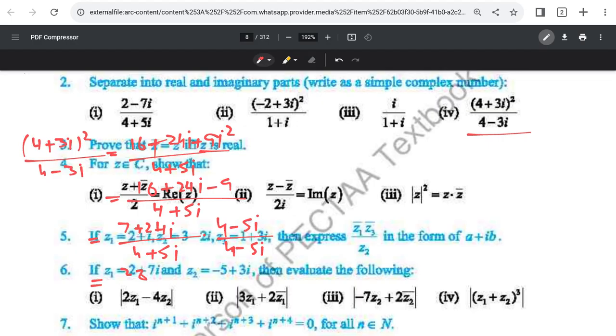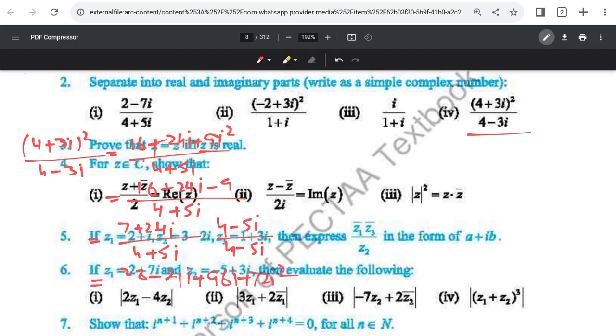So 7 times 4 is 28, and minus 7 times 5 is 35i. Then we have 28 minus 35i plus 96i plus 72i².